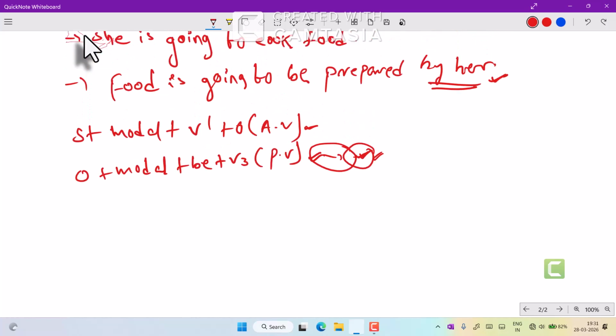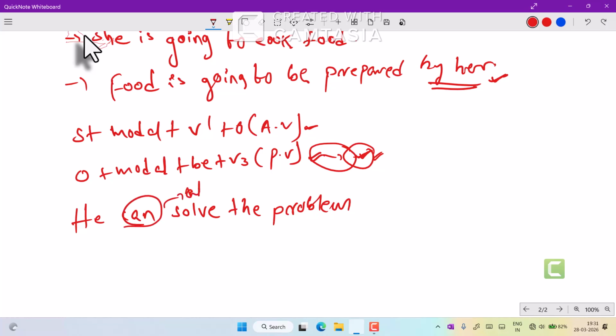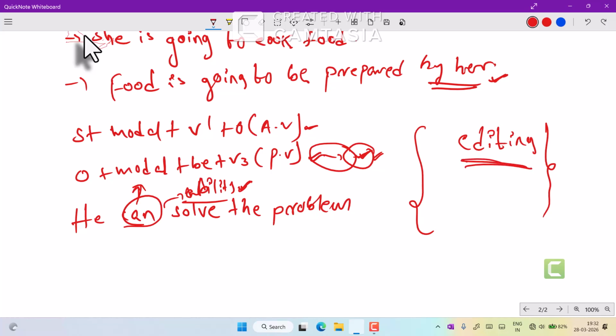Now you see an example. He can solve the problem. Here can is giving ability. I discussed ability. Shaima, you are changing this can to could in the past, but we are not dealing with editing here. I told you the topic on editing. Here we are focusing only on conversions.